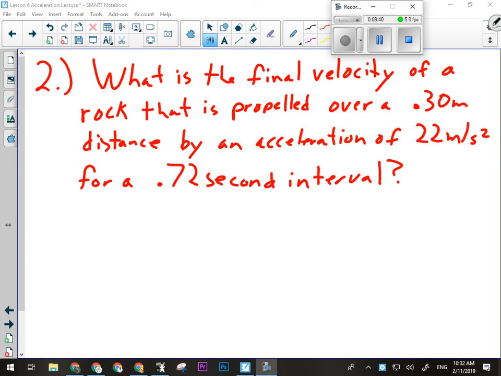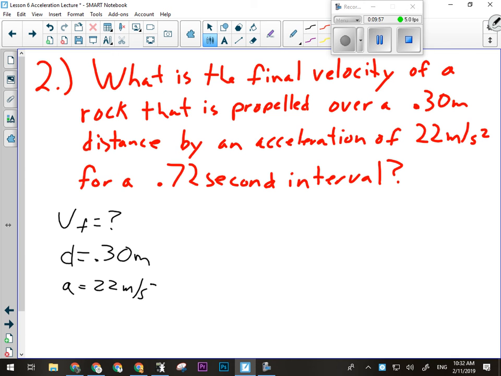All right, so as always, guys, we want to write down our givens first. We're looking for the final velocity. So we're looking for VF. You have a rock that's propelled over a 0.30 meter distance by an acceleration of 22 meters per second squared for 0.72 seconds. All right, I'm looking for VF. I have D, A, and T. Which formula should I be using here most likely?